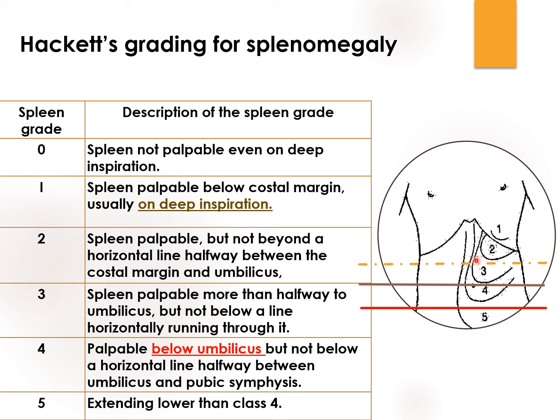When the spleen crosses this second line through the umbilicus but not the line between the pubic symphysis and umbilicus, we label it as grade 4. And when the spleen is even crossing this line between the umbilicus and pubic symphysis, a huge spleen, we label it as grade 5. So this is Hackett grading for splenomegaly.